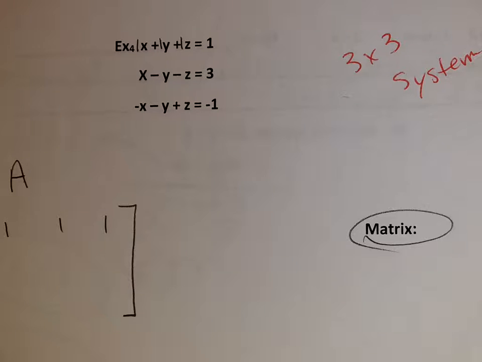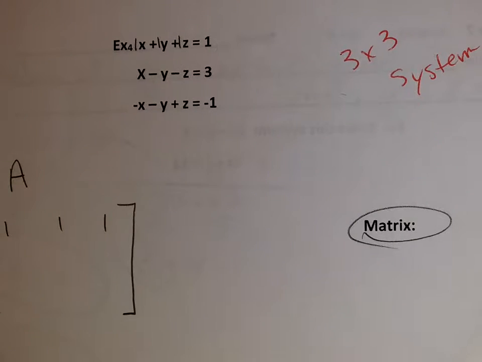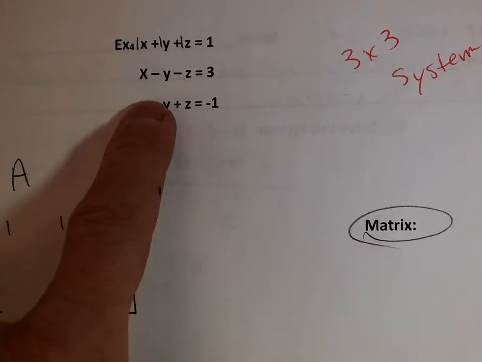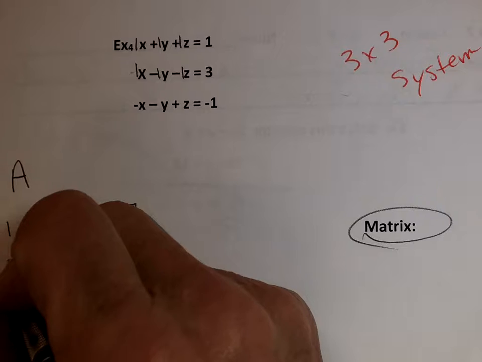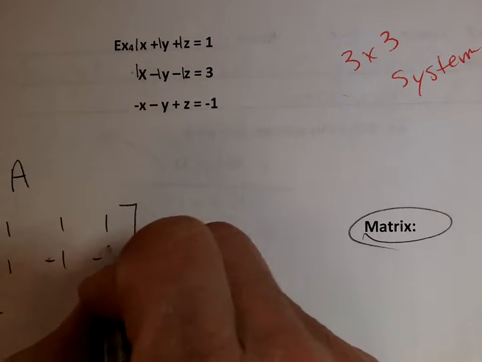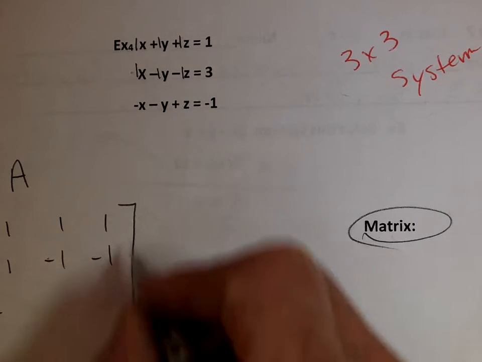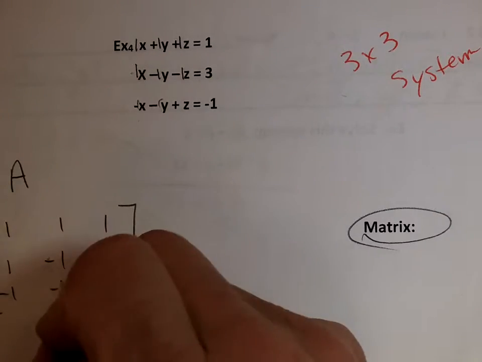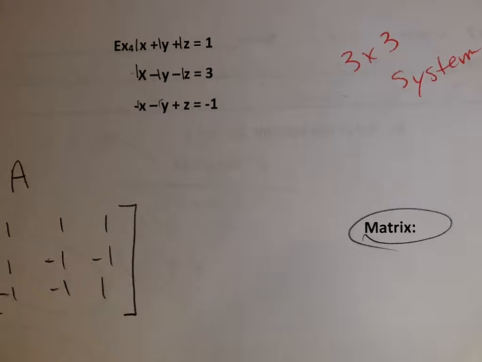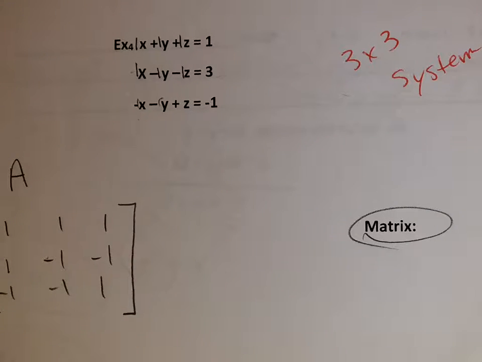We know it, the only thing is we don't need to worry about the x. We know it's x, y, and z. Got it? This is a 1x, a negative 1y, and a negative 1z. So 1, negative 1, negative 1. This is a negative 1x, a negative 1y, and a 1z. So that's matrix A. Matrix A, we're going to put that in our calculator.